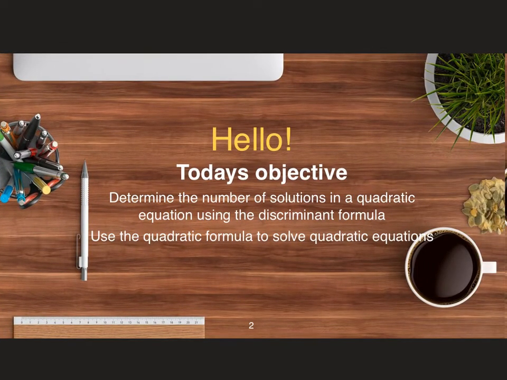Today's objective is we're going to be able to determine the number of solutions a quadratic equation has using something called the discriminant formula. We're then going to use the information that we get from that to use the quadratic formula to solve quadratic equations.